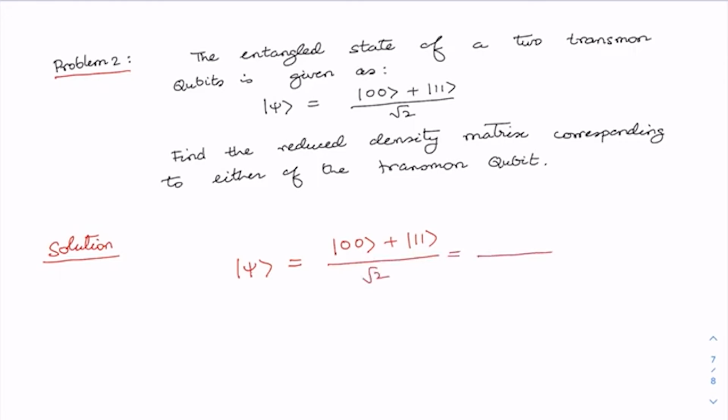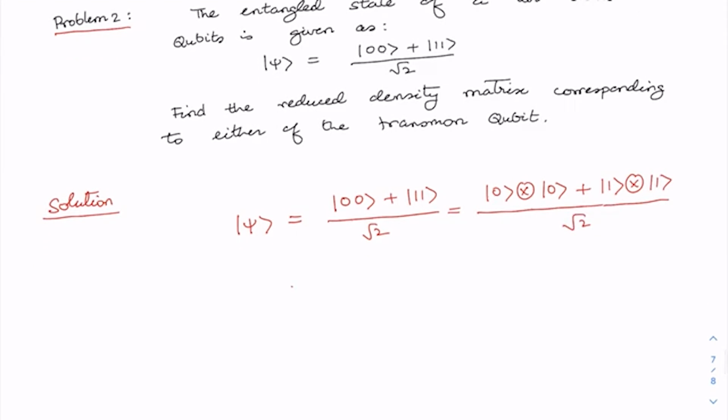In fact, you know that the first 0 here corresponds to the first qubit and the second 0 corresponds to the second qubit, and here the first 1 corresponds to the first qubit and the 1 here corresponds to the second qubit. Now this you cannot write as a product of two states. Say the state of the first qubit is φ1 and the state of the second qubit is φ2. We cannot separate it into two such product states. This is not possible, and that's the reason this particular state is an entangled state.